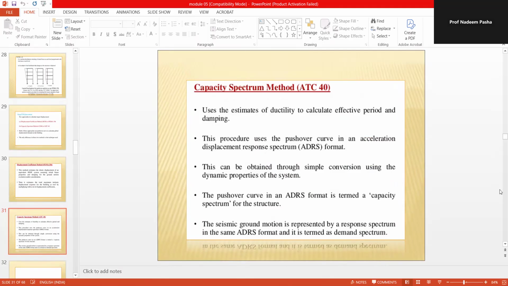Capacity spectrum method. So what does the capacity spectrum method do? It uses the estimates of ductility to calculate effective period and damping. This procedure uses the pushover curve in an acceleration displacement spectrum format. This can be obtained through simple conversion using the dynamic properties of the system. The pushover curve in ADRS format is termed the capacity spectrum for the structure. The seismic ground motion is represented by a response spectrum in the same ADRS format and is termed the demand spectrum.